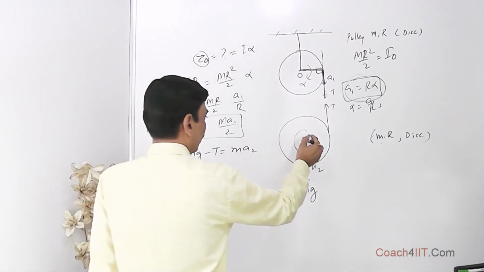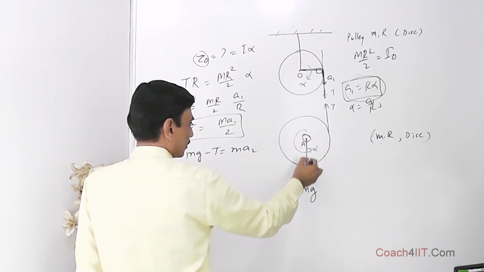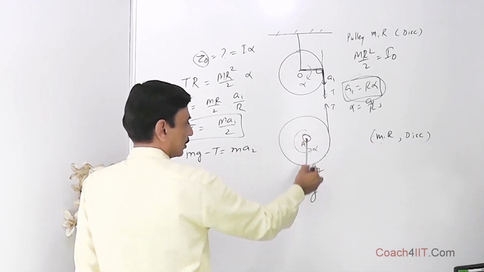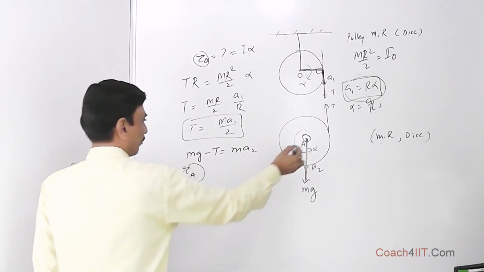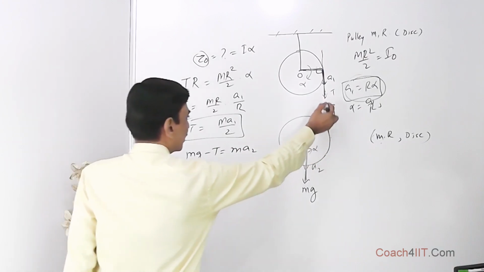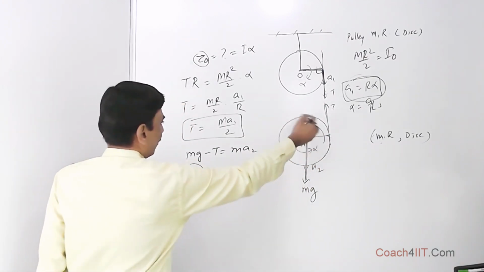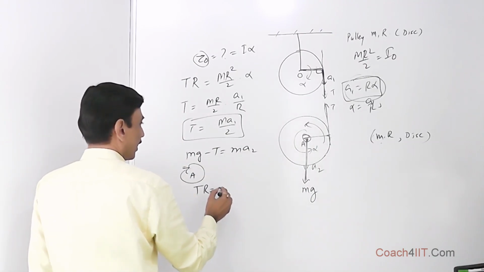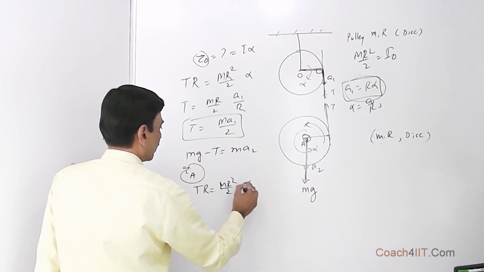Apart from this, if we take the torque equation about A, the torque of this force about this axis is equal to 0, because that's passing through the axis itself. So for this, torque about A, it is T into R is equal to I, that is T into R. It shall be rotating in this direction, alpha will be in this direction. So T into R is equal to I, which is MR square by 2, into alpha.